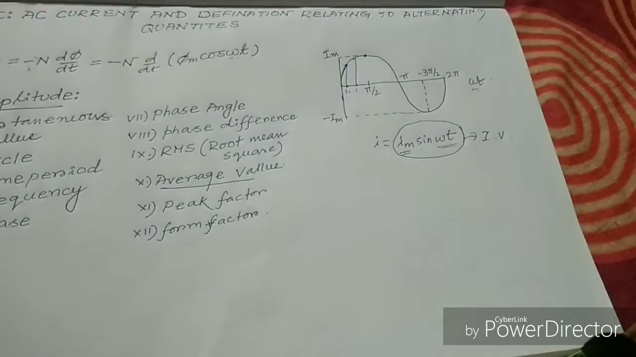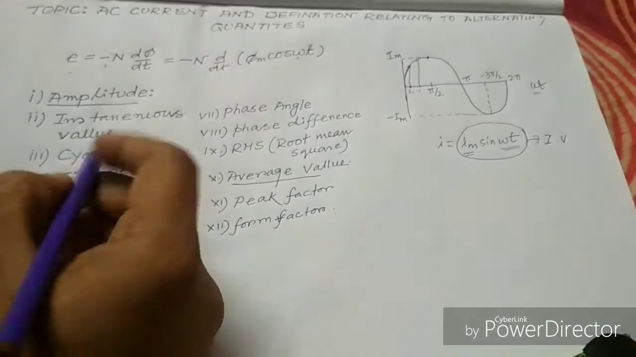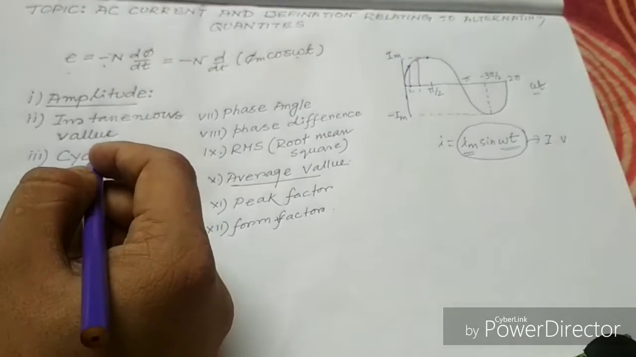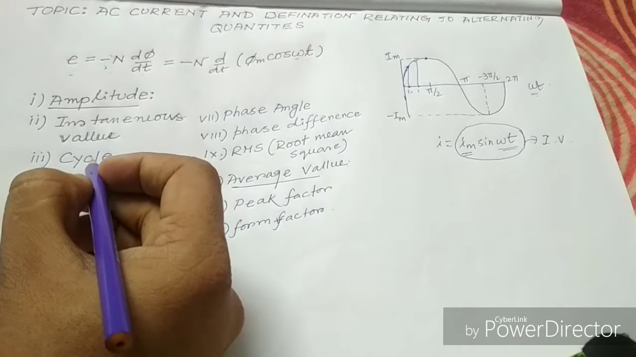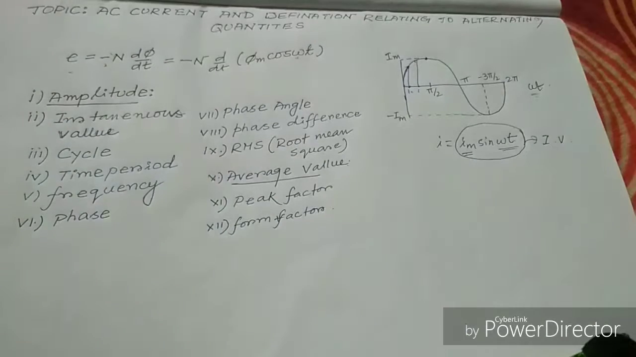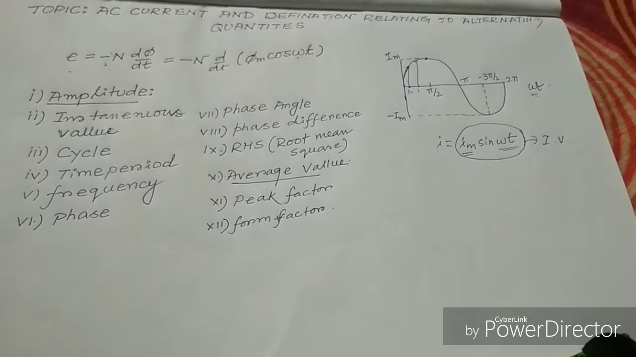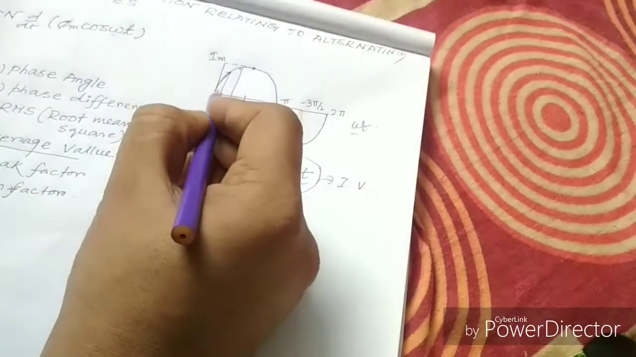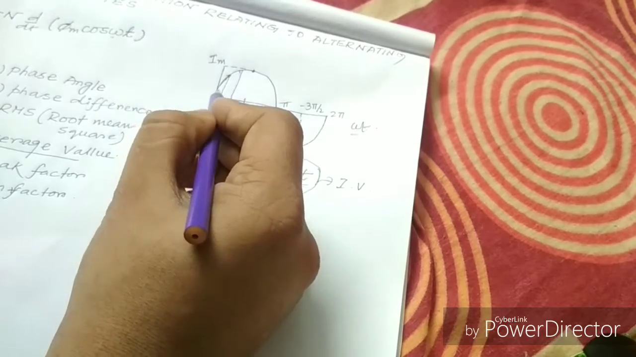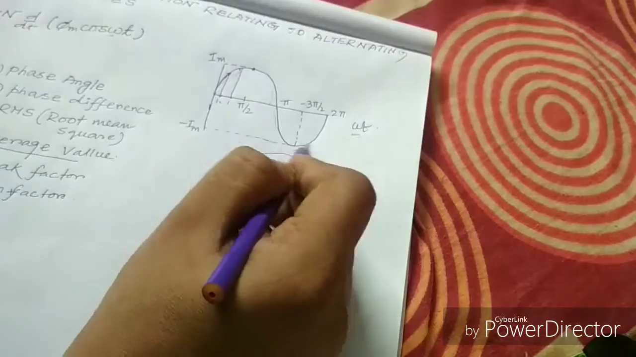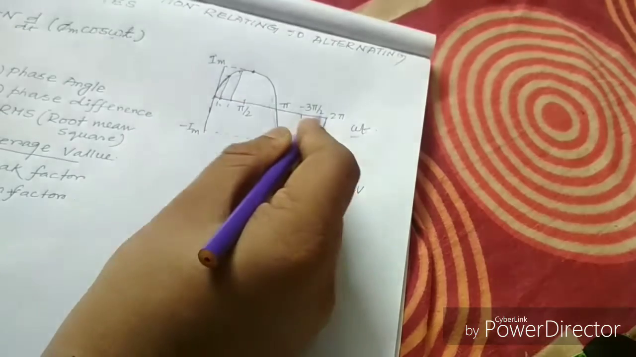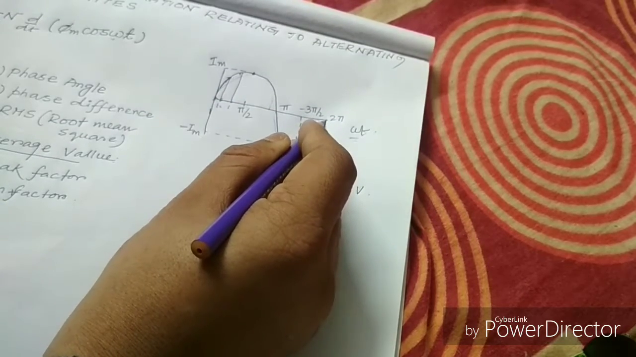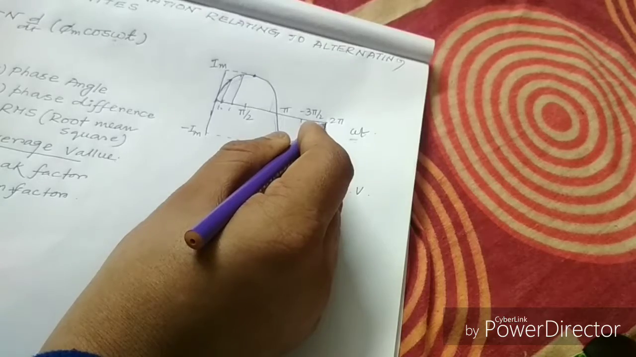Now I am going to the next topic. What is a cycle? One complete set of positive and negative values of an alternating quantity is known as a cycle. In this picture you see that this is the positive part, this is the negative part. So this total is a cycle from 0 to 2 pi. So you know our cycle now.